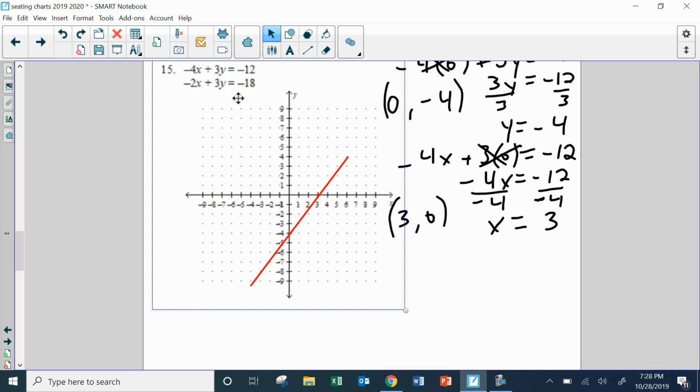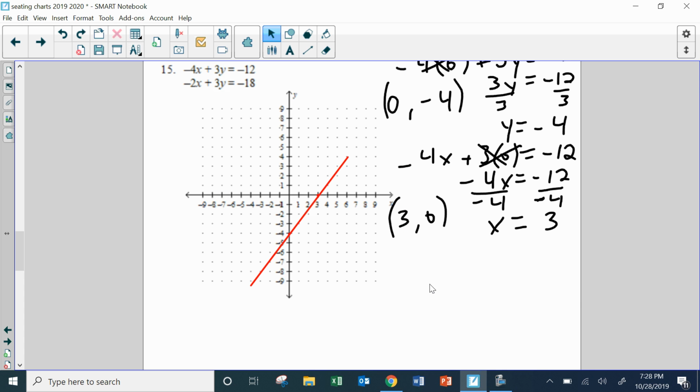Now I have to do that same process with this second equation. If you take some shortcuts, as long as you're showing some work, you definitely could. You know that if you make this 0, you're just going to be left with 3y equals negative 12. And if you make this 0, you're just going to be left with negative 4x equals negative 12, just like I have right here and right here. As long as you show me those 2 steps, I'd be fine with that.